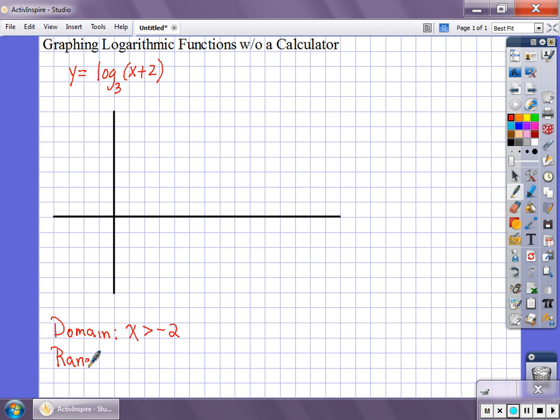For the range, again, range for logarithms, all real numbers. Now, again, we have typically a vertical asymptote at x equals 0, but since we're shifting to the left, the vertical asymptote also shifts to the left. And we're going to label that as x equals, in this case, negative 2.